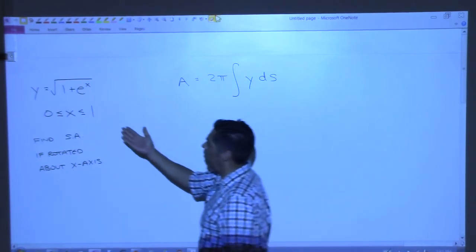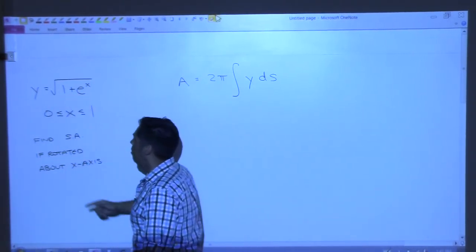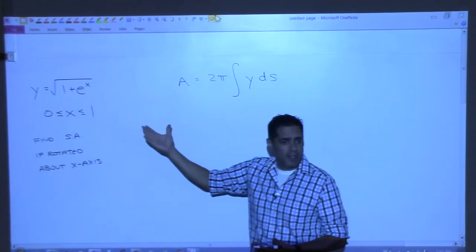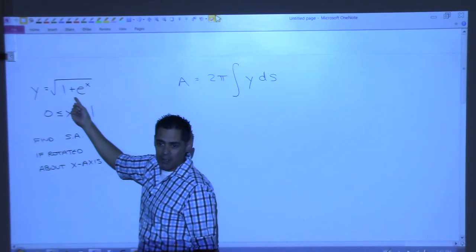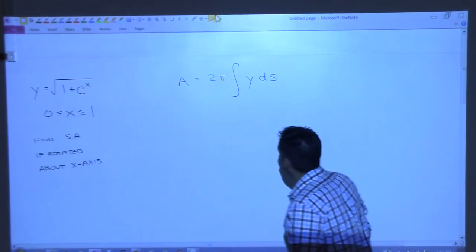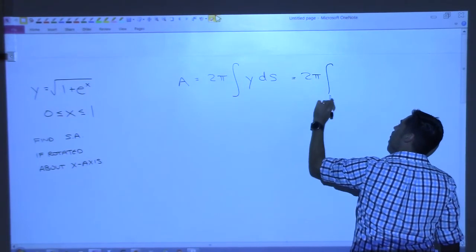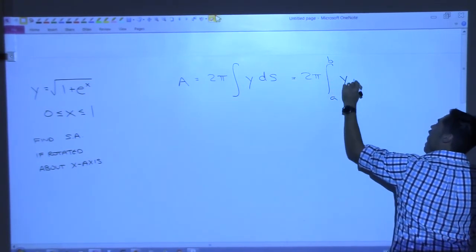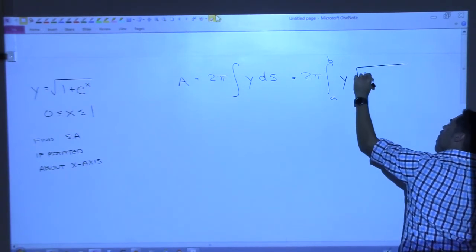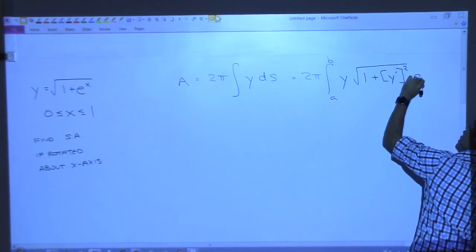And that's because this function is already a function of x, right? And so if we ask for y prime, it's going to be very simple. If we ask for x prime, we're going to have to solve this for x, right? Okay, so I'm going to use the formula that's going to go 2 pi integral a to b. That's the one I'm going to use. This will be y, and then root 1 plus the y prime, that thing, squared dx.